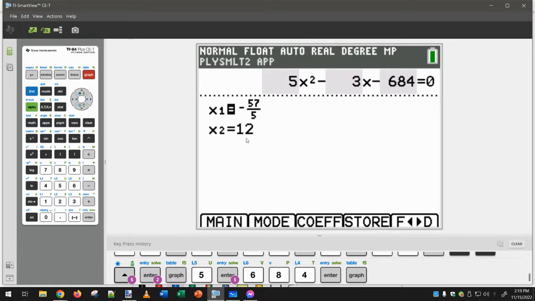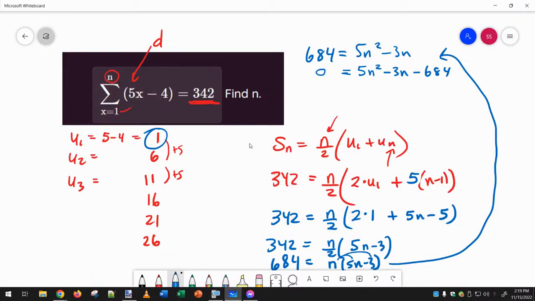And I know here that n is going to be 12 because n cannot be a fraction. So this first option doesn't make any sense. That means that n equals 12.